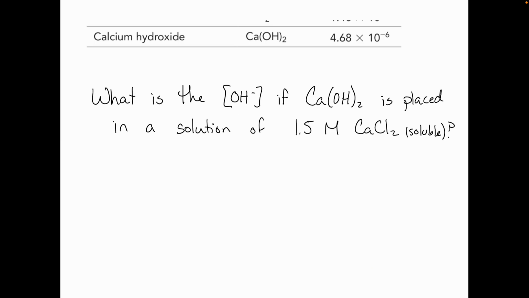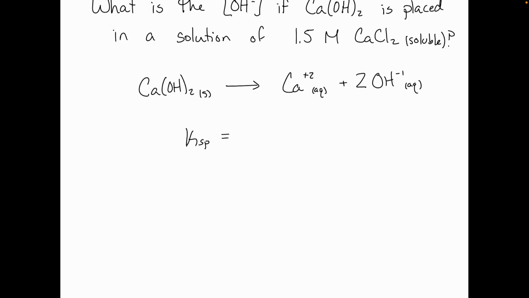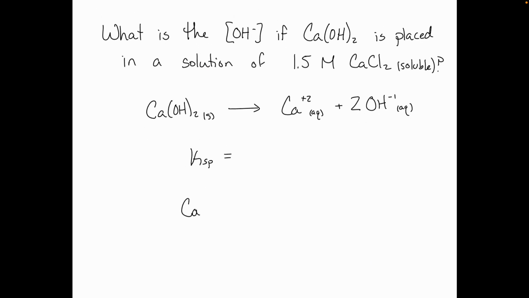All right, so again, we're going to do our balanced chemical equation. Calcium hydroxide dissociates into calcium ions and hydroxide ions. How am I going to have to balance this chemical equation? What's missing? I need a 2 out front of that hydroxide. You're going to build me the KSP expression, and then finally construct that ice table.